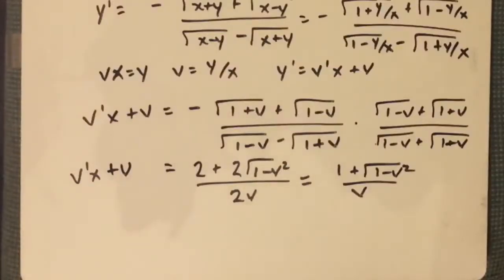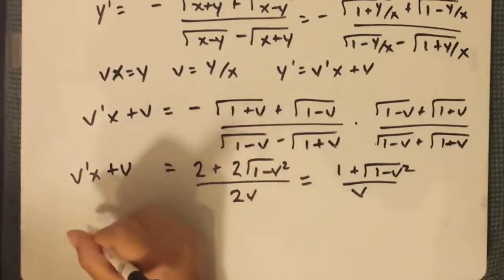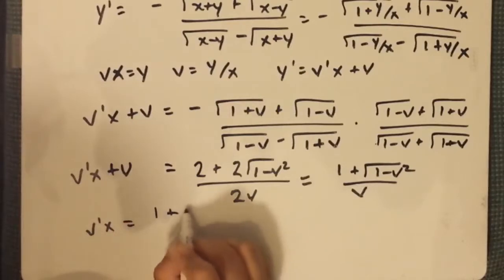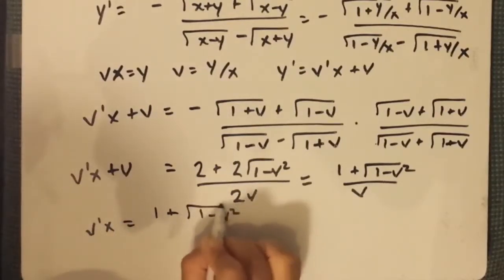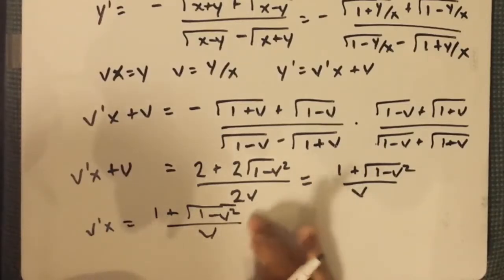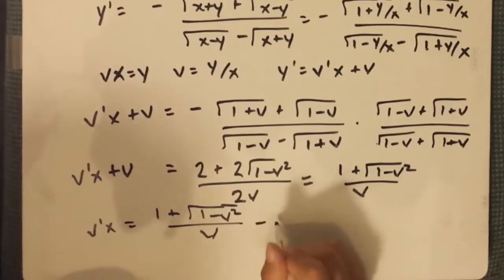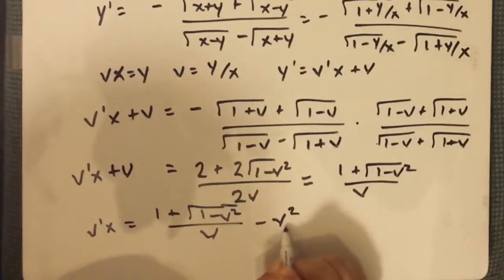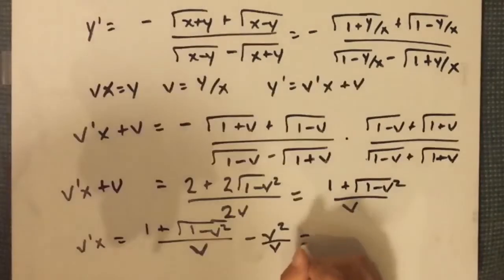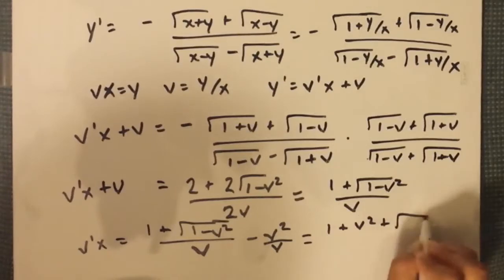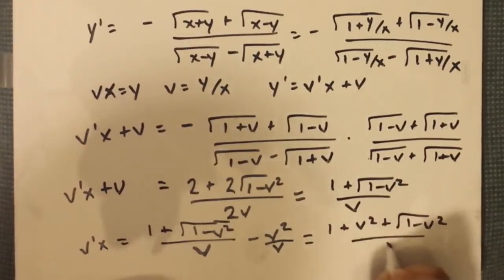We're going to be subtracting a v from both sides. Then we have v prime x is equal to 1 plus the square root of 1 minus v squared over v, minus v. This right here is actually v squared over v in order for them to have a common denominator. Thus, this is equal to 1 minus v squared plus the square root of 1 minus v squared over v.